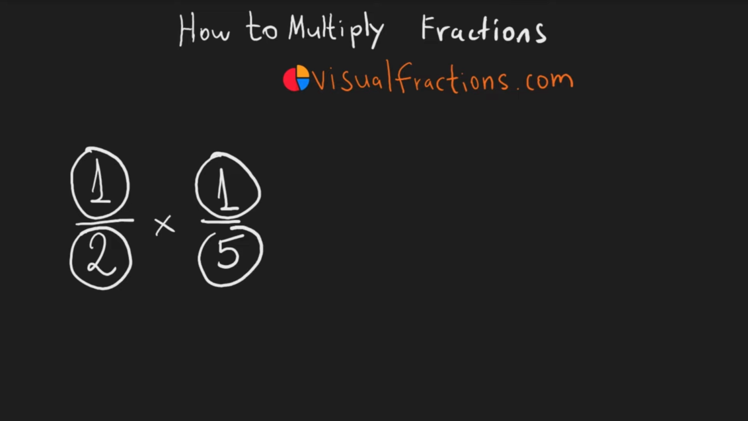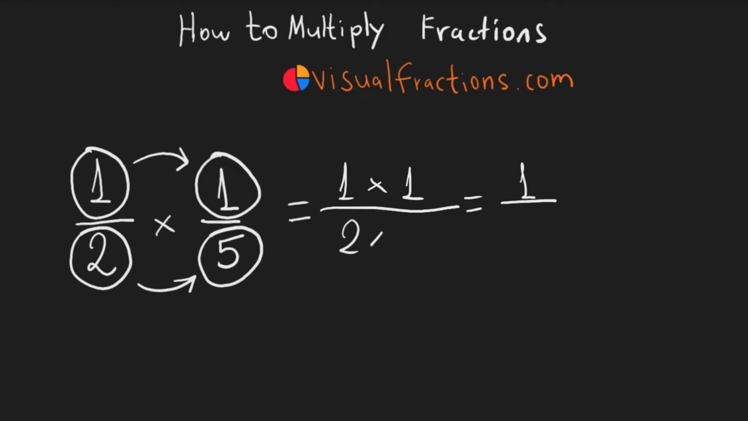The process of multiplying fractions is straightforward. You multiply the numerators together and then the denominators. So, let's perform the multiplication. 1 multiplied by 1 gives us 1. Next, 2 multiplied by 5 gives us 10. Hence, 1/2 multiplied by 1/5 equals 1/10.